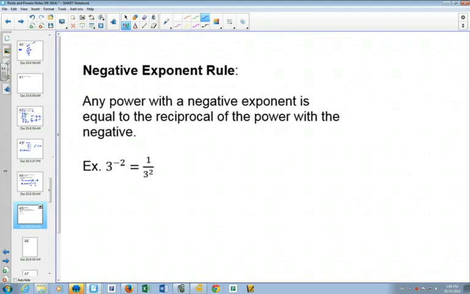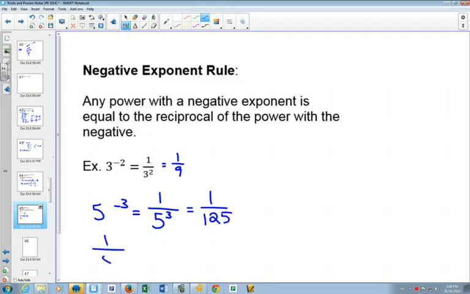Okay, so let's do some more examples. What would 5/3 equal? This is equal to 1 over 9. 1 over 5 to the positive 3 is 1 over 125. What would 1 over 4 to the negative 2 equal? Oh, wait, that'd be 1 over a fraction.